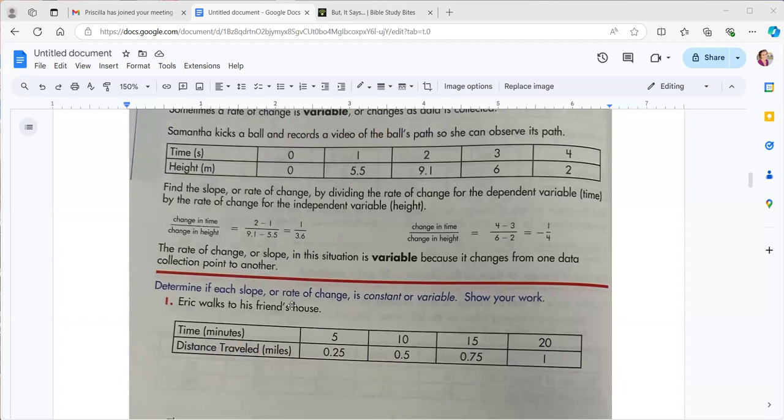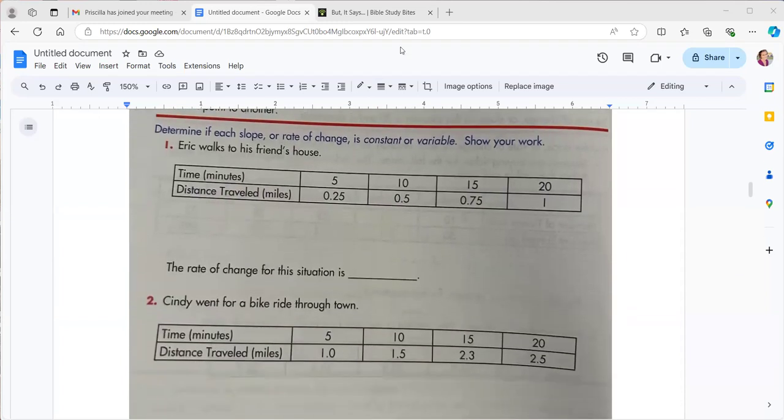All right, anything different on this page? Let's find out. I'm not sure. Eric walks to his friend's house. Determine if each slope or rate of change is consistent or variable. Okay, so this one's easy. We just need to know, is this a consistent rate of change or not? And remember, the first jump, no, okay, we're still looking at the difference between the numbers.